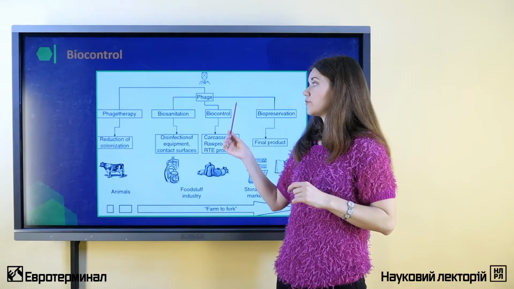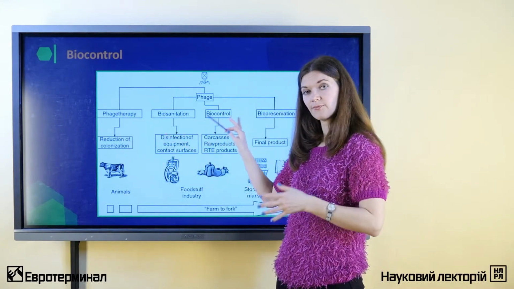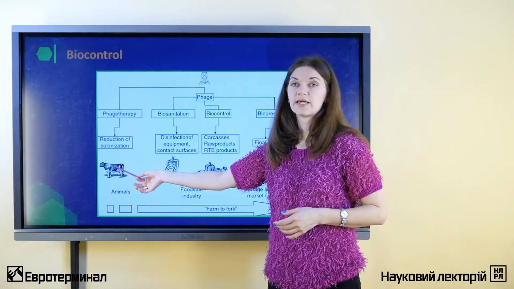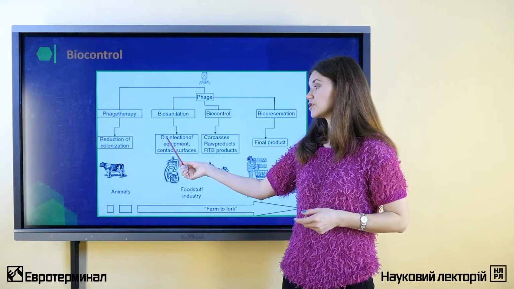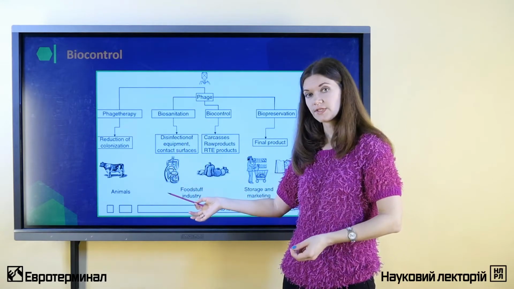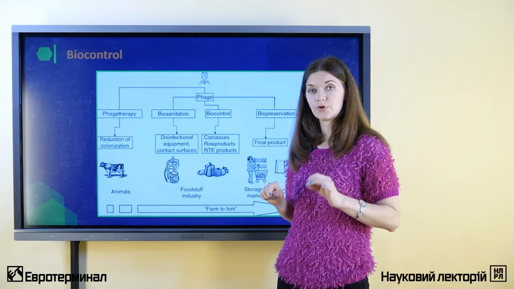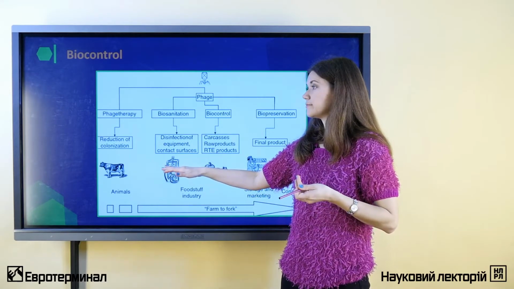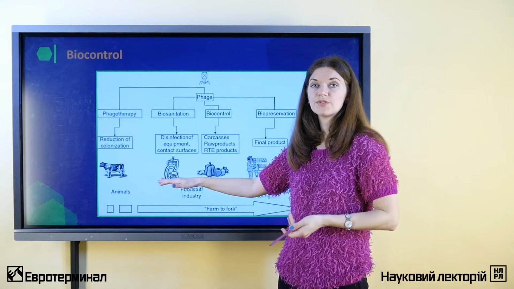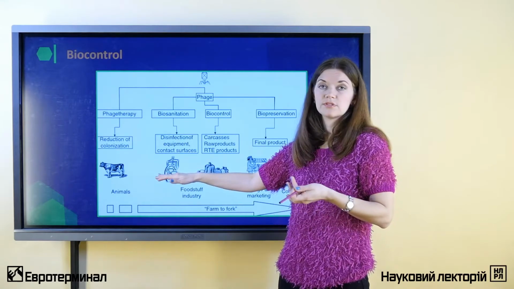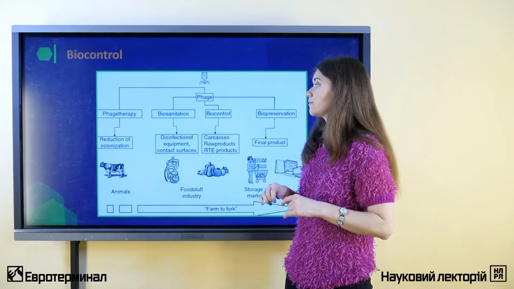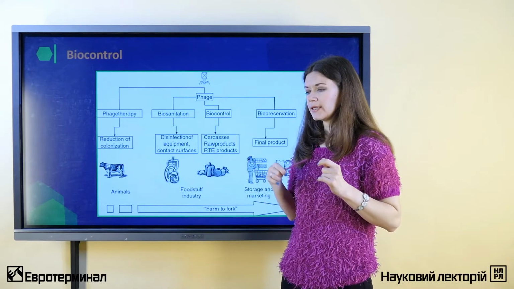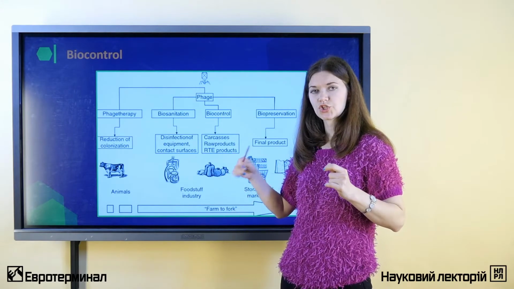So, we were already talking about phage therapy, and this is part of biocontrol because we can use phage therapy, for example, for domestic animals, and this will be an absolutely ecological approach. We can also use phages for disinfection of equipment and different surfaces, and this will be again a biological, ecological approach, because there is no need to use chemical compounds, for example, to disinfect something. Also, phages are widely used to prolong the freshness or shelf life of products.